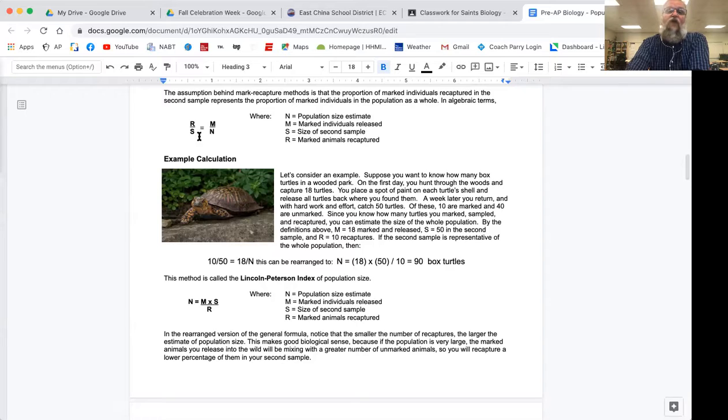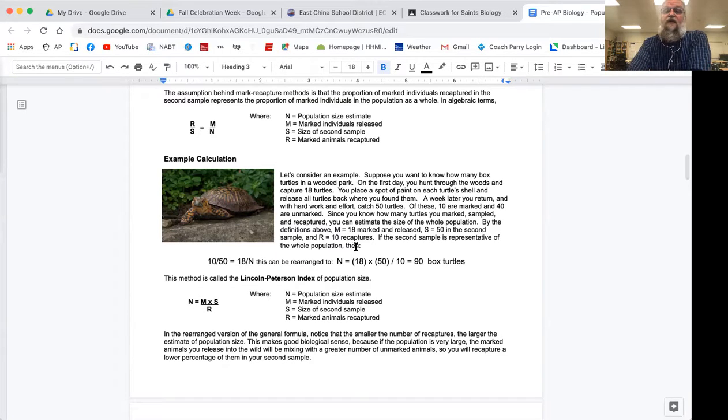So we've taken the formula up here. Look where my cursor is. We've taken the formula up here in the middle of the page, and we've rearranged it algebraically into this formula so we can solve for N, because N is the unknown. We want a population size.